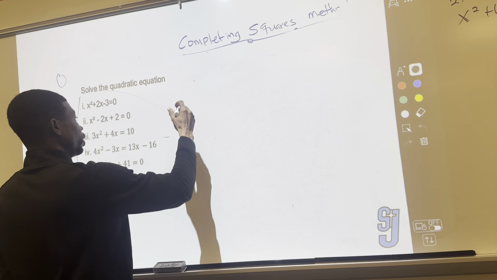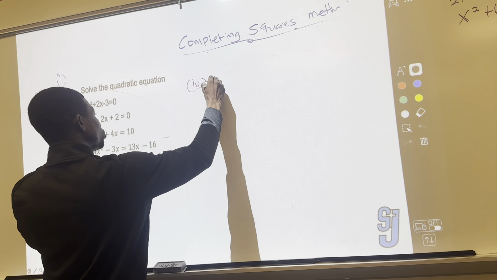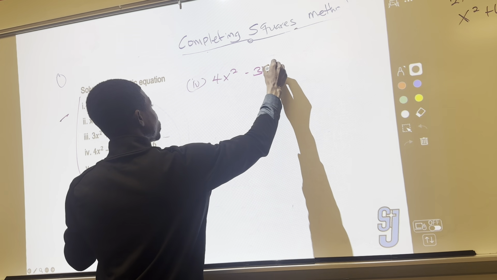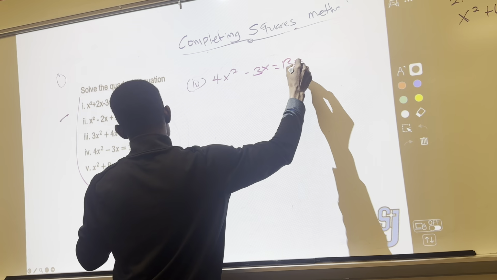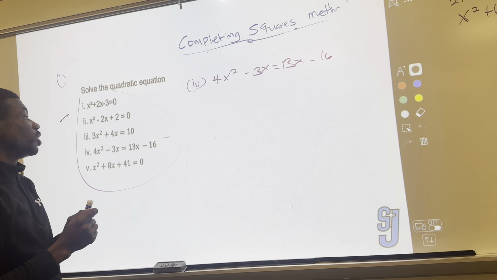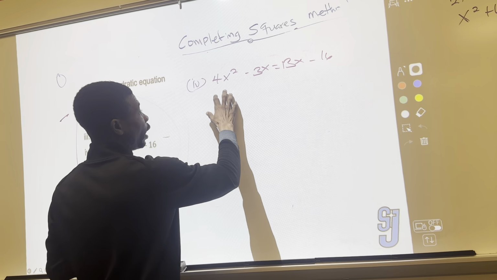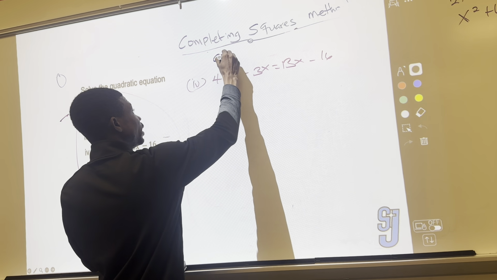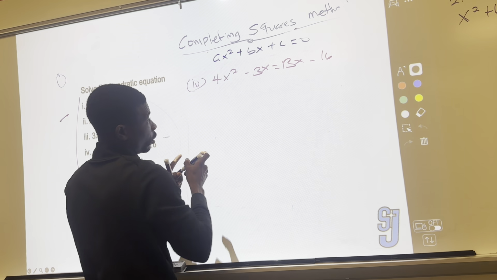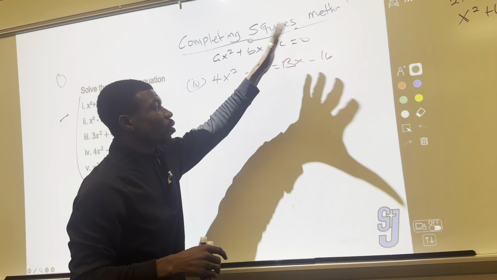So we have equation IV. Once again, don't hesitate to pause the video and work on it, then compare your answers. Okay, so we have 4x squared minus 3x equals 13x minus 16. This is one of the equations that we'll be looking at. Very simple. Now, you see, does it follow ax squared plus bx plus c equals 0? No, because we have 13x on the other side of the equation.